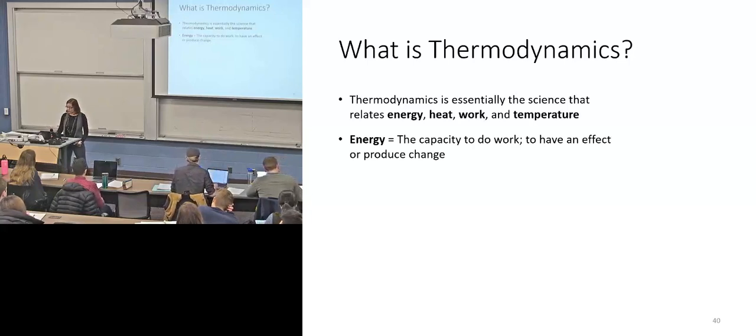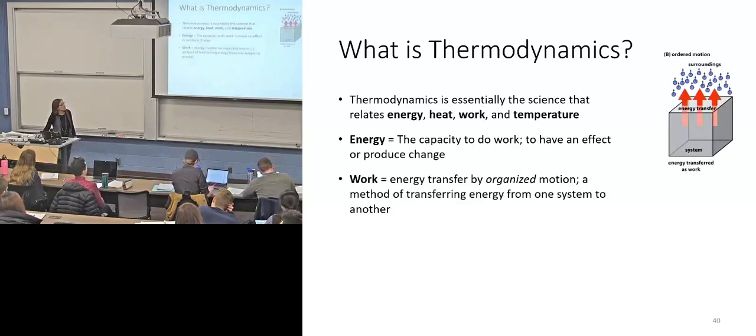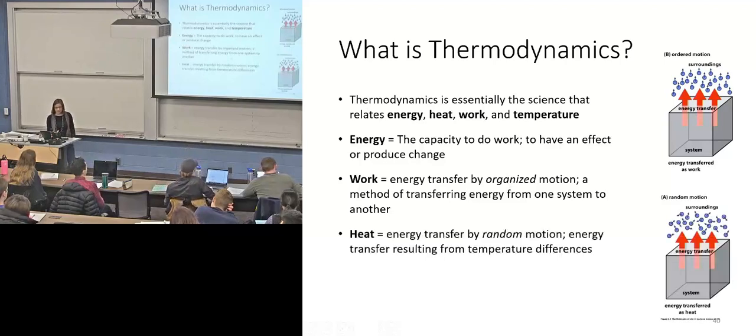But heat and temperature were not the same, right? So we have energy transfer by this organized motion, a method of moving energy from one system to another. Heat was our random motion. So energy transfer that will typically result from a temperature difference. And like I said, I like to think of this more at the micro scale versus a macro scale.